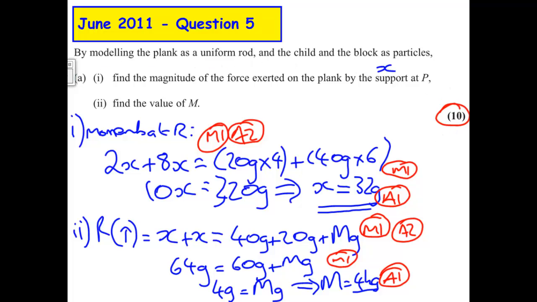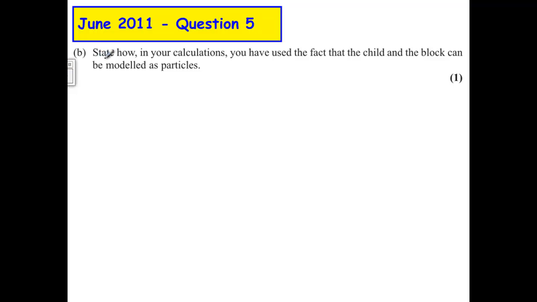There is a second part of this question, which is just for 1 mark, which says, state how, in your calculations, you've used the fact that the child and the block can be modelled as particles. Now, I'm not going to write this down because my handwriting's pretty awful, but essentially you just need to write something along the lines of that you have assumed that the weight of the child and the weight of the block act at 1 point on the plank. 1 point going downwards, obviously, and that would get you that final mark.